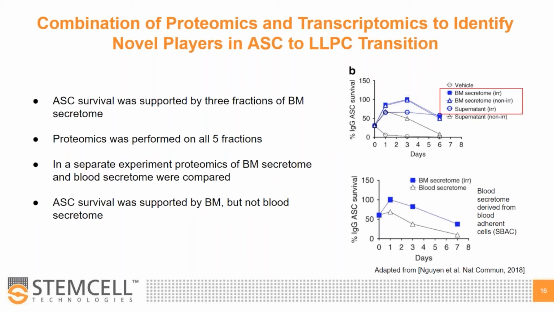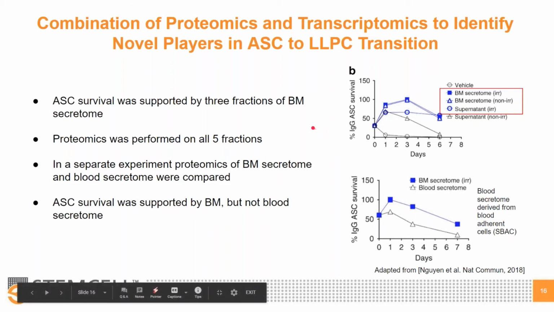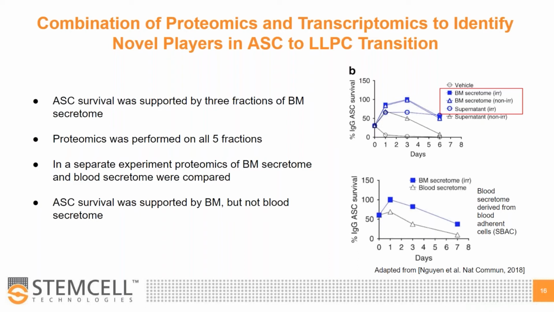And they wanted to do this by doing proteomic analysis on different secretome fractions. So they performed a few experiments to identify which secretome fractions were active versus non-active, active being the fractions that support antibody secreting cell survival, which are shown here in blue, and non-active, which don't support ASC survival, which are shown here in black.